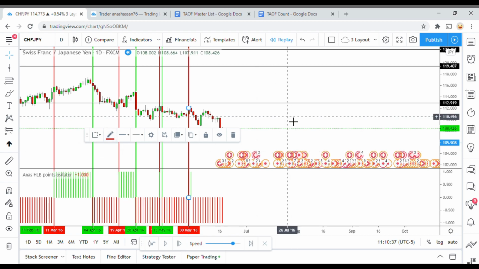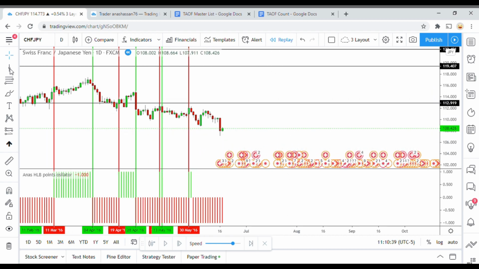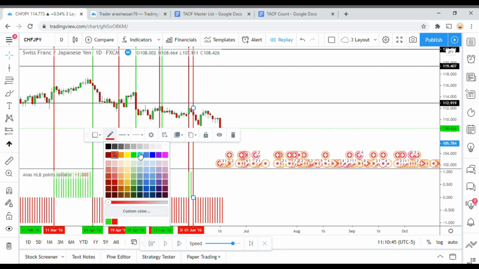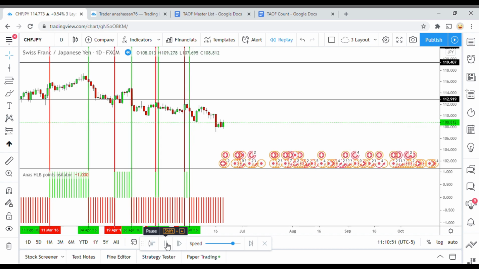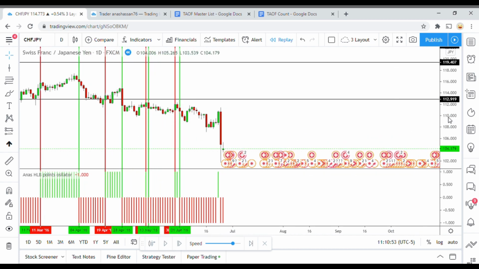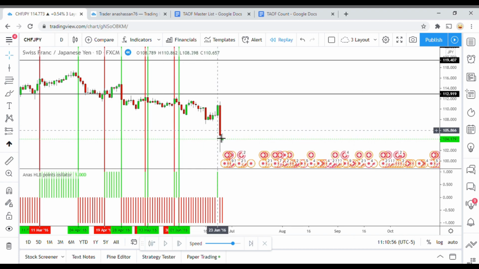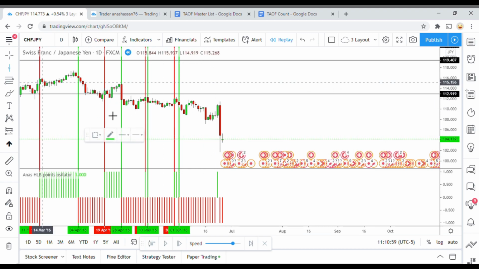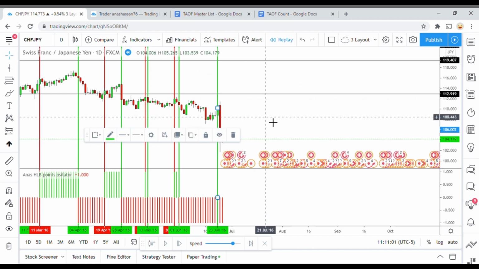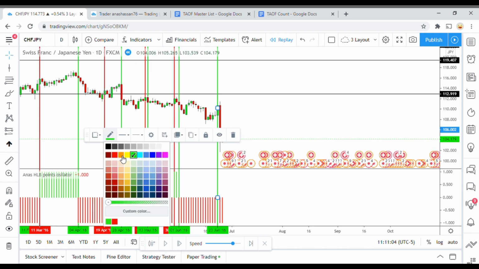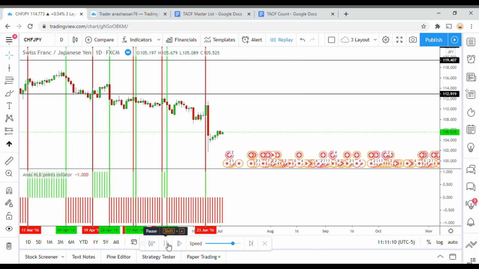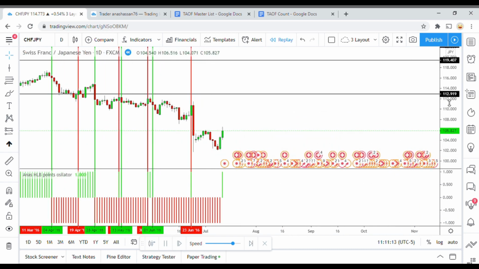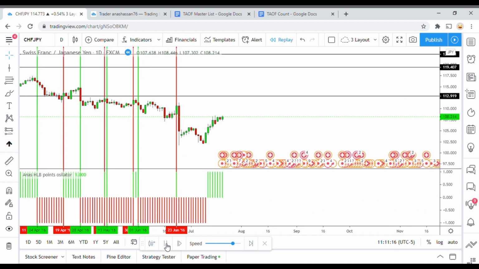They just keep stair-stepping it down ever so slowly. Ooh, that was a big bar right there. They're just not willing to let this thing go up.